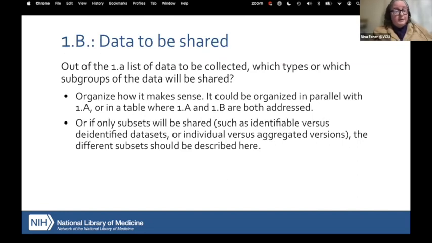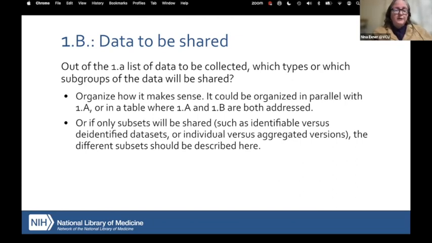In that same intake discussion, as you're talking about data to be shared, it should somehow tie to the list of data to be collected, but which subgroups out of that big collection umbrella can be shared? It doesn't have to be everything. We're aiming for something that helps validation of the scientific findings that will be found. Organize it how it makes sense.